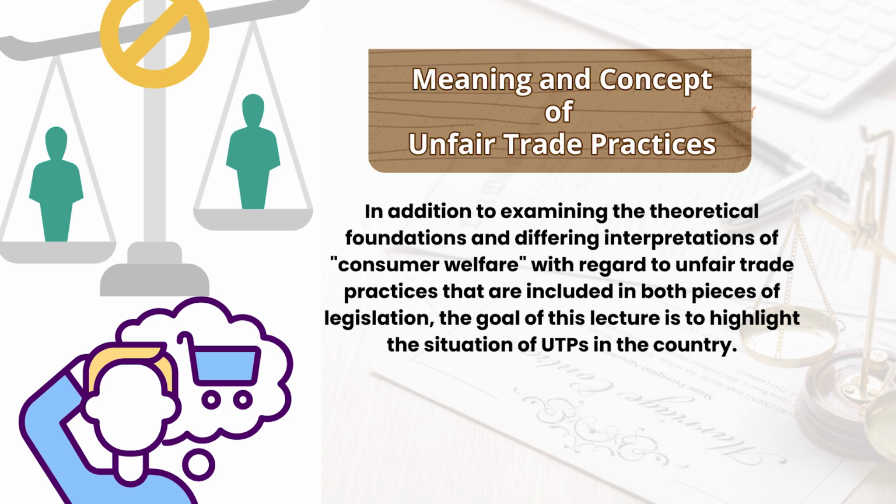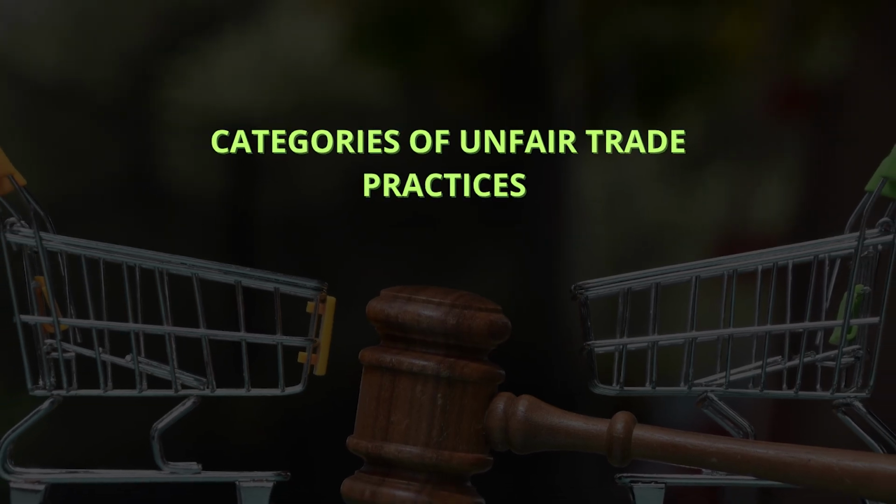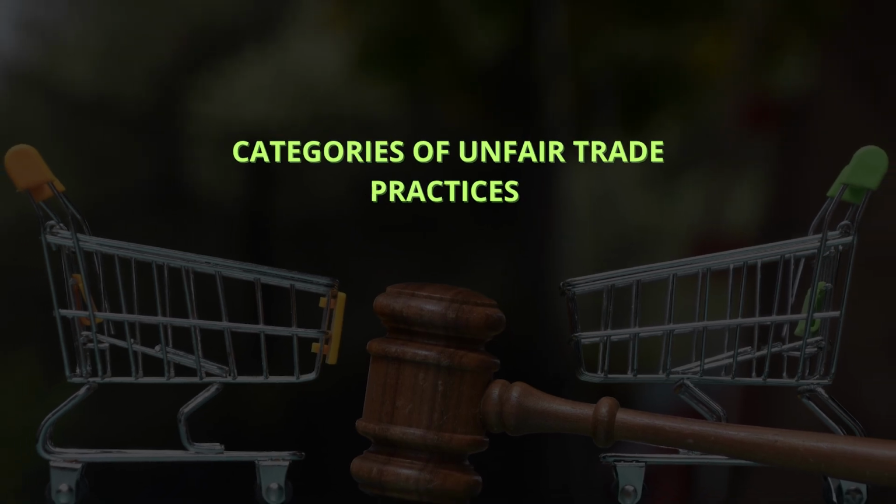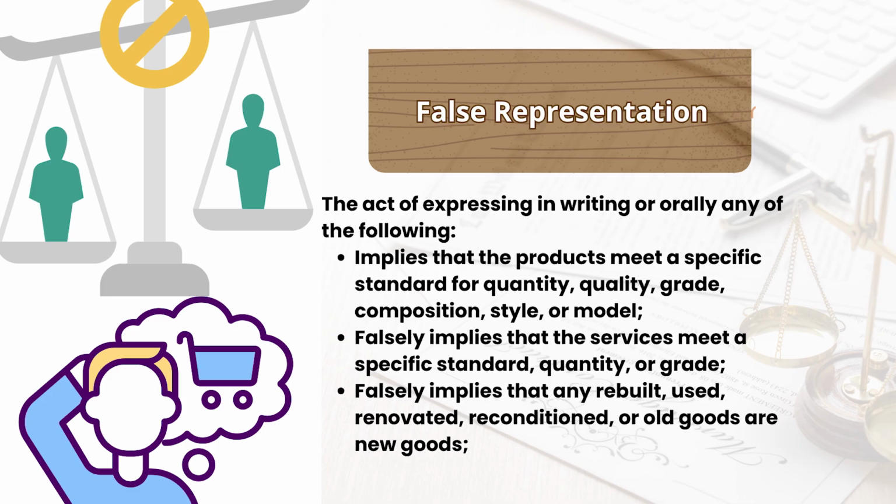The unfair trade practices, or the UTPs, may be categorized as false representation, that is the act of expressing in writing or orally any of the following. First, implies that the products meet a specific standard for quantity, quality, grade, composition, style or model. Next, falsely implies that the services meet a specific standard, quantity or grade.